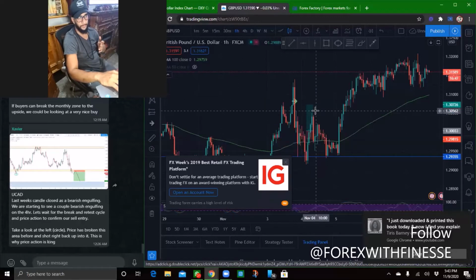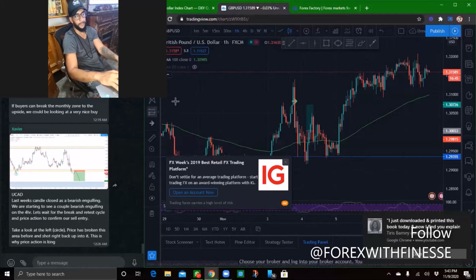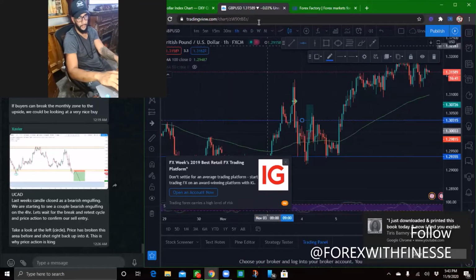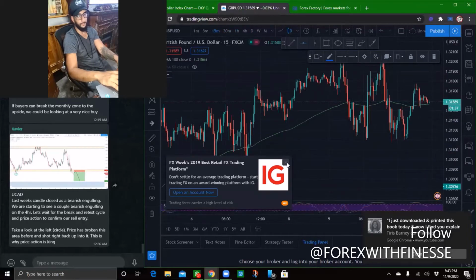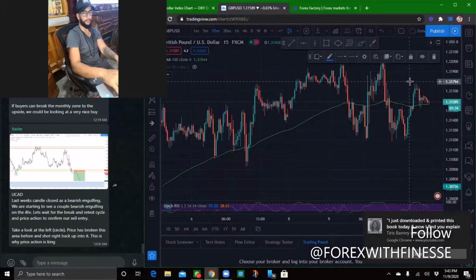I saw it come up here, and I'll show you why I got out, because I was watching this on the lower time frame. So if I just mark this area right here, that's my blue line, and I'm going to drop it to the 15-minute time frame. And guys, always remember to mark up your charts.